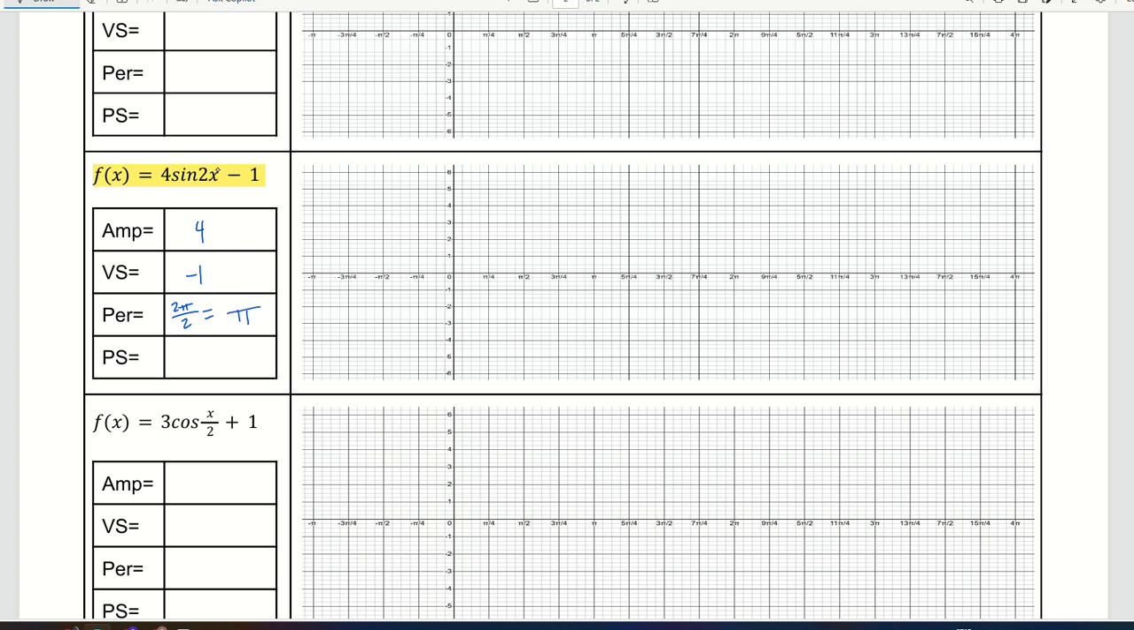Our phase shift, you could still see that this is not inside the parentheses, so it'll be 0 over b in this case, which is 2, which is still just 0. Our starting point is 0. All right, so let's draw our midline at -1.